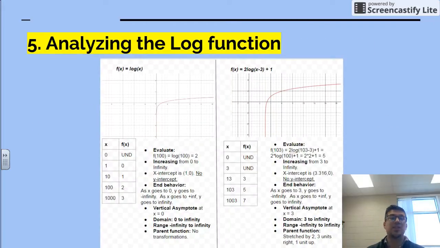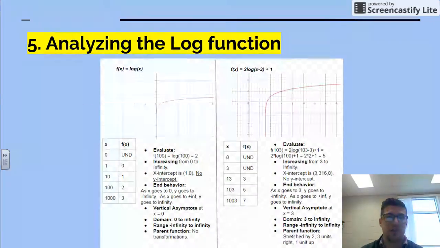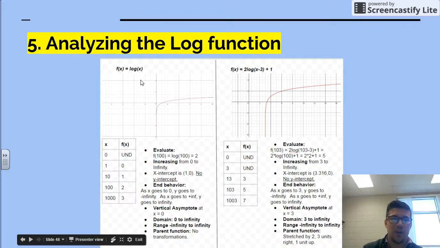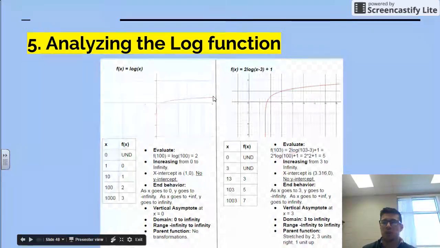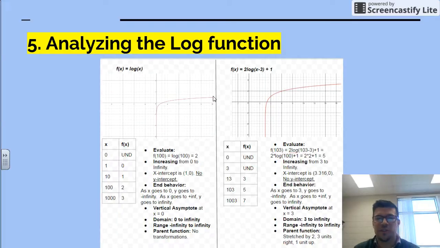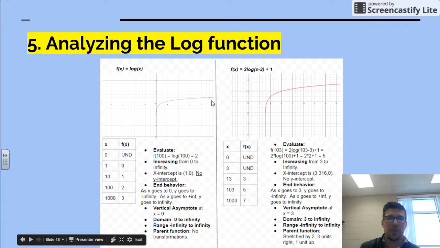The last thing is you need to make sure you can analyze the log function, all right? From the basic log function all the way to a transformed log function. So we know log of x is a function with a vertical asymptote at 0 that is slowly, very slowly increasing. Why is it increasing so slowly? Because these outputs are the exponents, right? You want to think it would take an input of 100 for me to get an output of 2 because 10 squared is 100, okay?